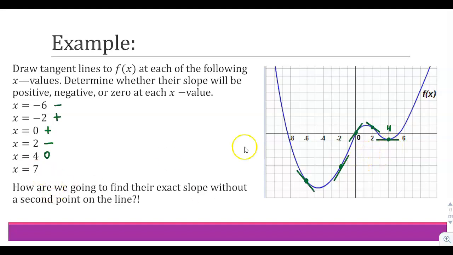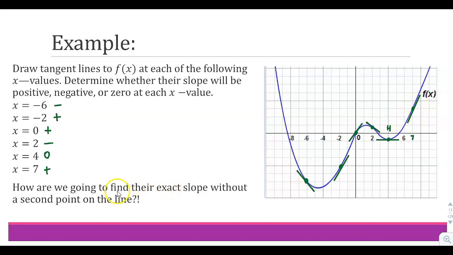And then finally at x equals 7, I'm going to label this tick mark as 7. I'm going to find that point of tangency up here. And if I draw my tangent line that just grazes the surface, again, I'm going to have positive slope.